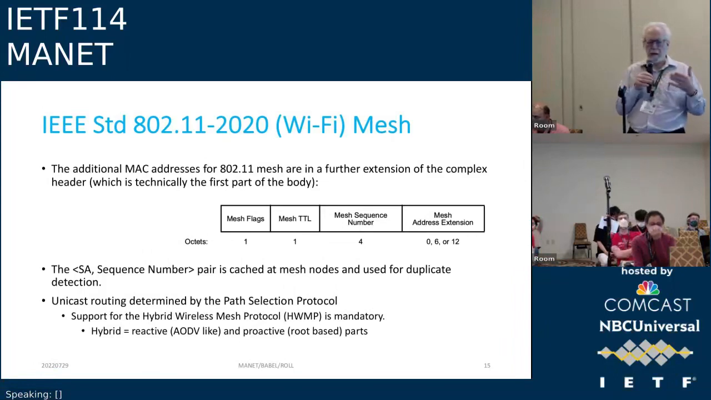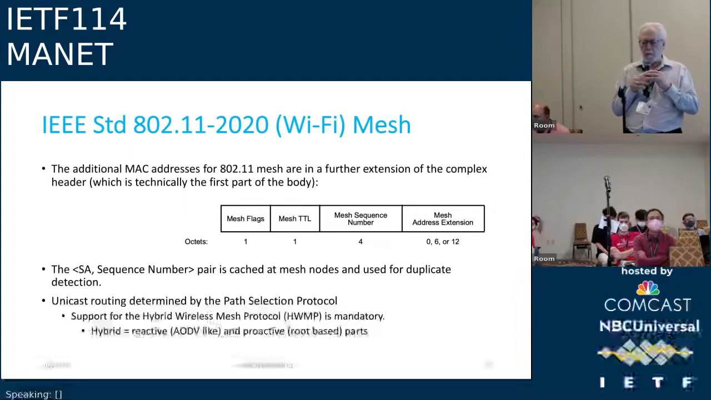So where do these extra addresses go? Well, as I say, 802.11 has this complex header with an optional extension. So it is this mesh extension. It's got mesh flags, has a TTL, a 4-byte sequence number, and can have 0, 1, or 2 additional addresses, because in certain cases where the destination is multicast, you don't need additional addresses. So the source address and the sequence number as a pair is cached at the mesh nodes and used for duplicate detection. And there's nothing very definitive in the 802.11 mesh standard about how long it needs to be cached for or things like that.